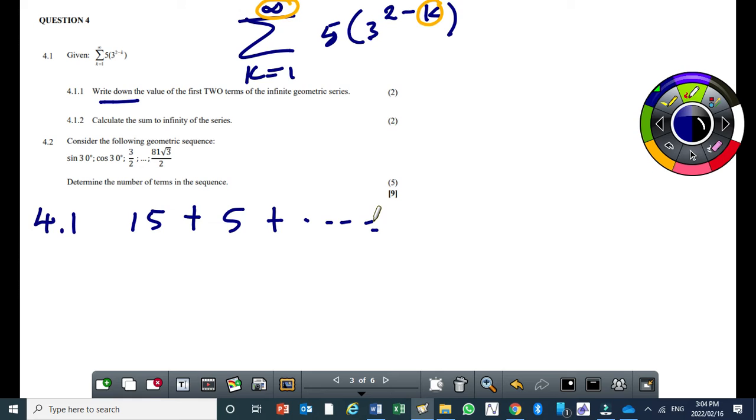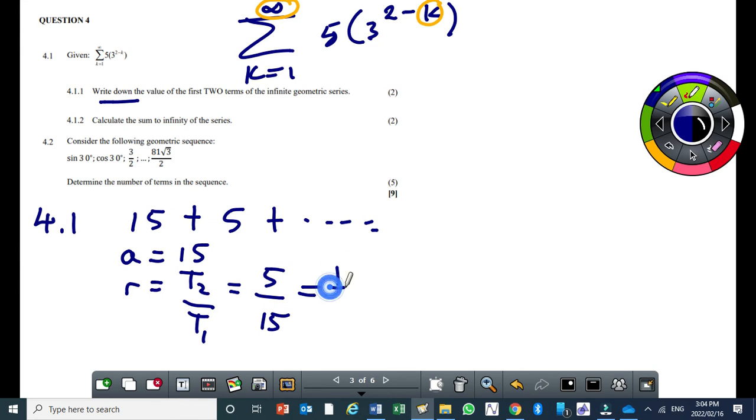Okay? Then 4.1.2 says calculate the sum to infinity of the series. Now, to calculate the sum to infinity, we need to know the first term and the common ratio. Okay? So, our first term is 15. The common ratio will be T2 over T1, which will be 5 over 15, and that will be the third.